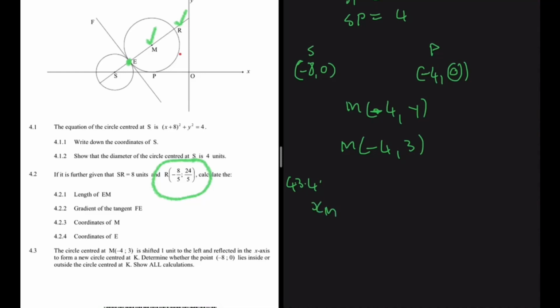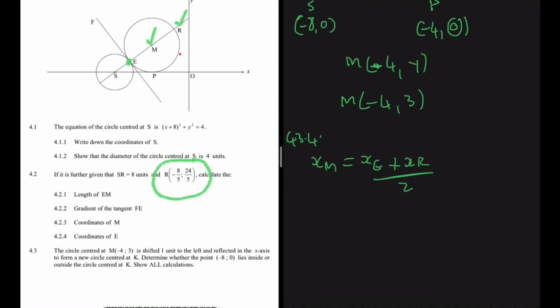Why are we saying it's the midpoint of ER? Because from E to M is the same distance as M to R, and they're on the same straight line. So M is the midpoint of ER. So we can say x of M is x of E plus x of R divided by 2. But we know x of M fully well. That is minus 4, right? So we have minus 4 being x of E plus x of R.